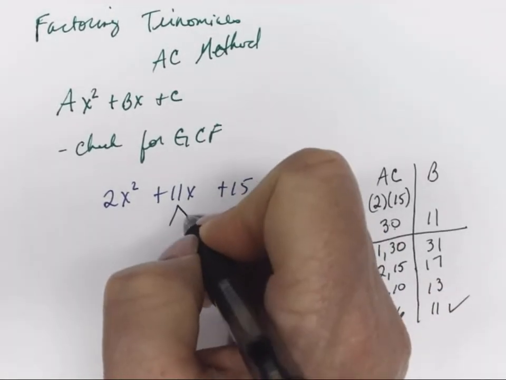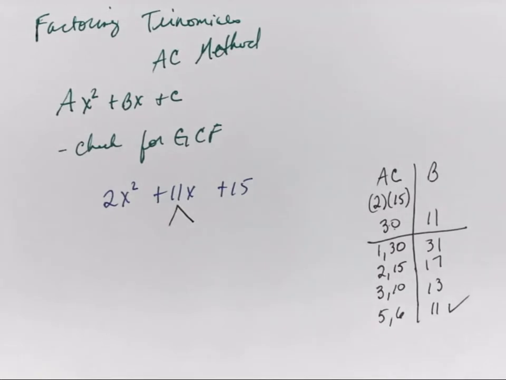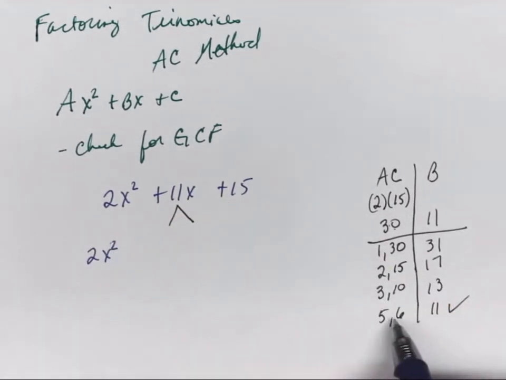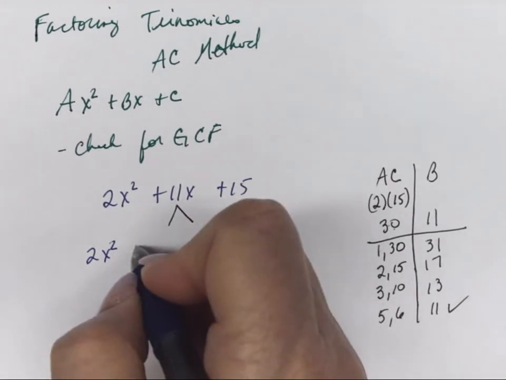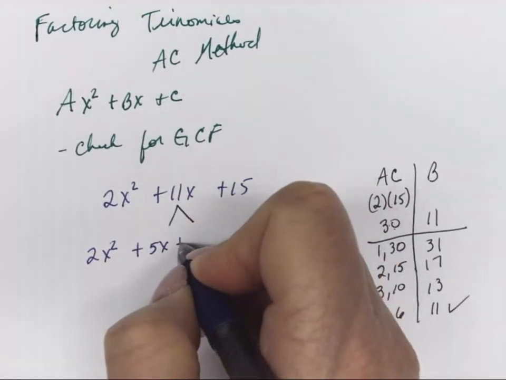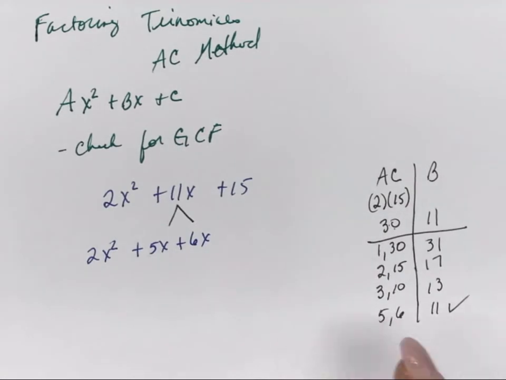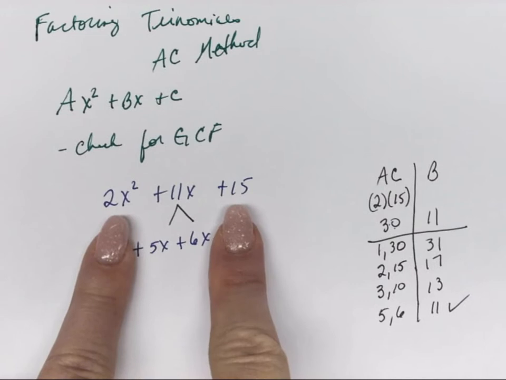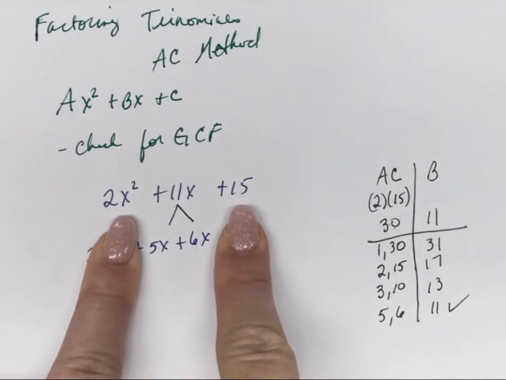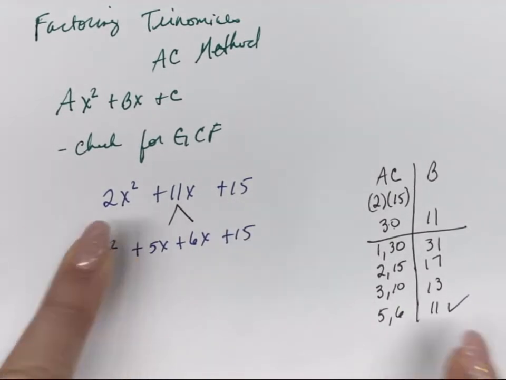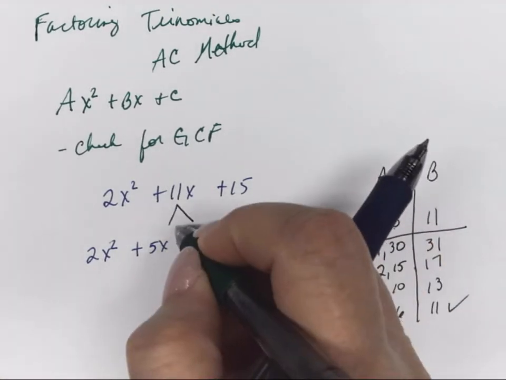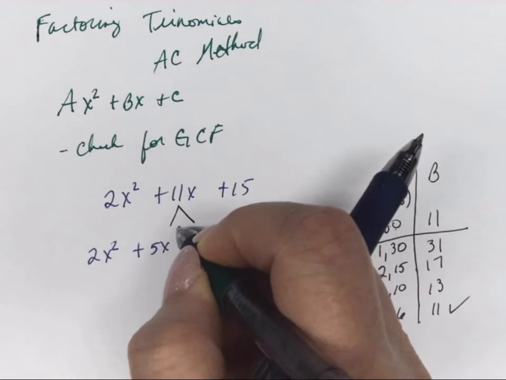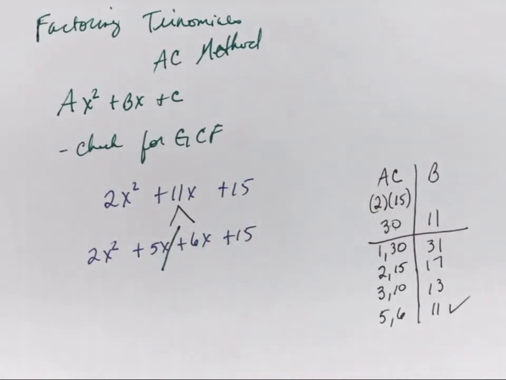So we're going to come up here and we're going to rewrite the terms. So we'll still have 2x squared, but instead of 11x, we're going to write it as 5x plus 6x, because they're both positive, plus our 15. So we just rewrote the 11x as 5x and 6x. And there we go. All right, now we are going to split. We're back to factor by grouping, which we covered in the last video. So we've got 4 terms. We split it in half.